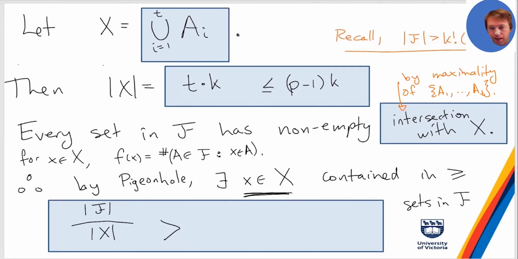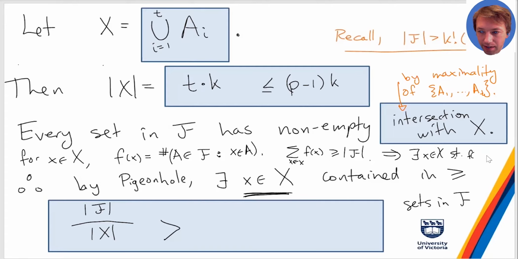So what I'm saying is that if I sum over all x in X, f of x, that's got to be at least the size of F, because everything in F contains one of the things in X. So if you add up how many times each thing in X appears, it has to be at least the size of F. So, because this is that large, by pigeonhole there exists x in X such that f of x is at least the size of F over the size of X. Sorry, I'll highlight this.